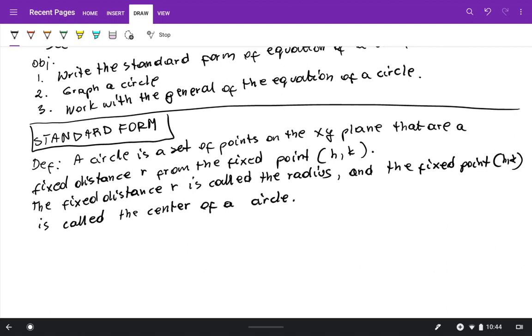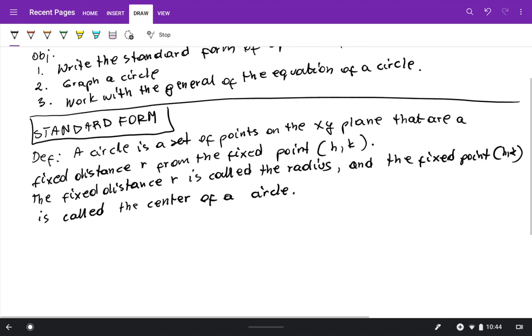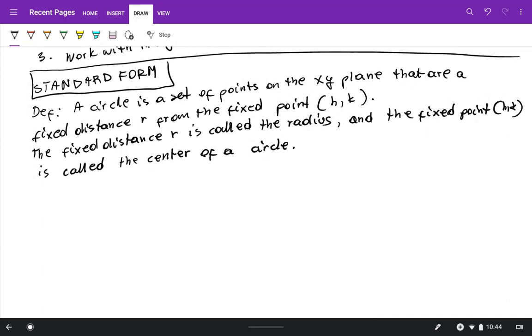So this definition tells you that the circle is a set of points which have the same distance r from the center. Every single point which has the same distance from the center of the circle, and that distance is equal to the radius of the circle, creates the equation of a circle. It creates the graph of a circle. So it's very important that you guys can recognize the standard form.